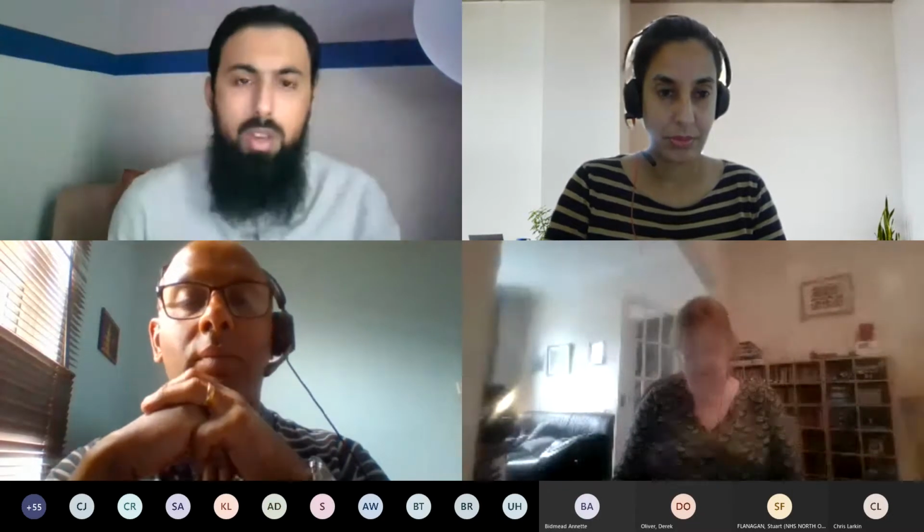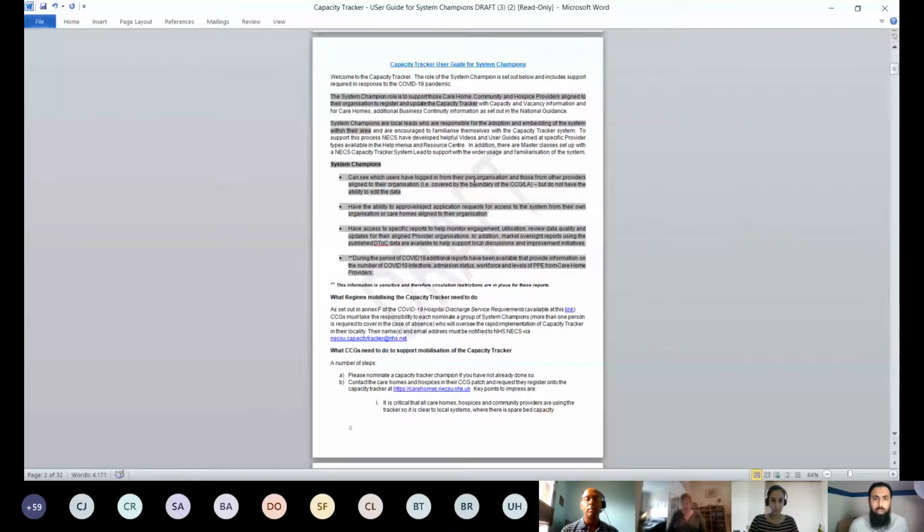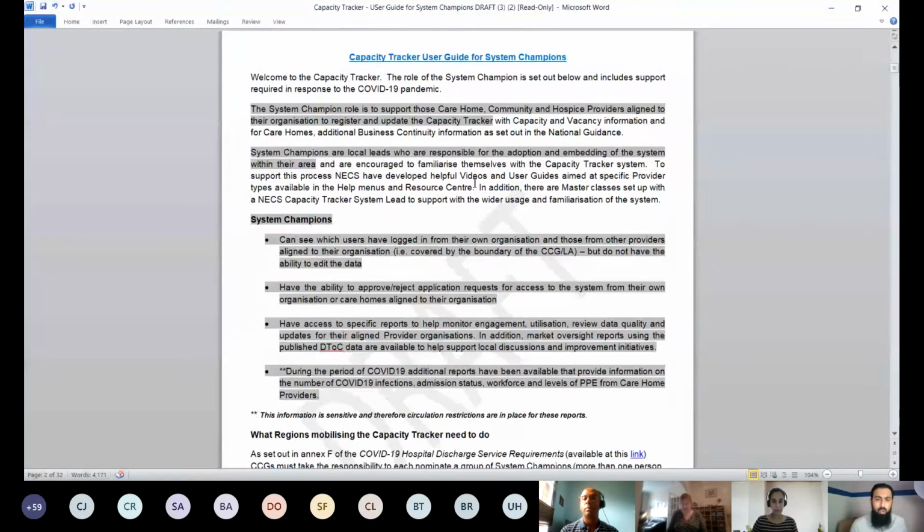There we go. So this is some draft guidance which some of you may have seen already, but it just discusses what the expectations of a system champion are, and actually what the role is, because there's been some confusion around the reporting aspect of Capacity Tracker, especially. So the system champion was a role that was set up initially when we first started rolling out Capacity Tracker, once COVID-19 hit and Capacity Tracker was the tool of choice.